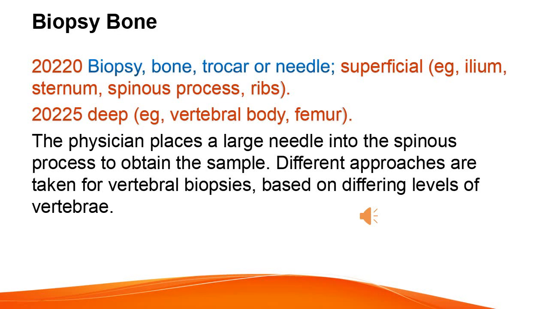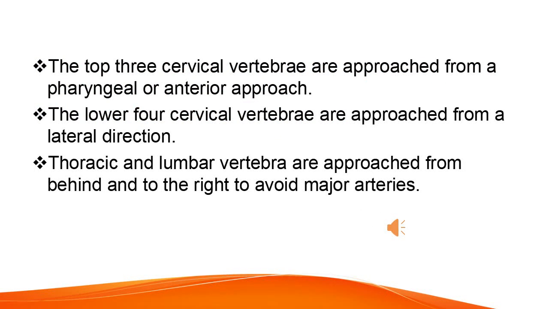Biopsy, bone, trocar, or needle, superficial, e.g., ilium, sternum, spinous process, ribs. Deep, e.g., vertebral body, femur. The physician places a large needle into the spinous process to obtain the sample. Different approaches are taken for vertebral biopsies, based on differing levels of vertebrae. The top three cervical vertebrae are approached from a pharyngeal or anterior approach. The lower four cervical vertebrae are approached from a lateral direction. Thoracic and lumbar vertebrae are approached from behind and to the right to avoid major arteries.